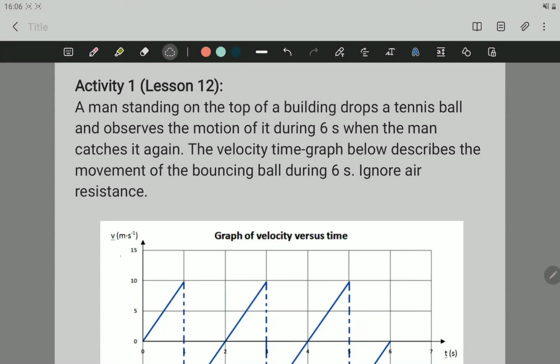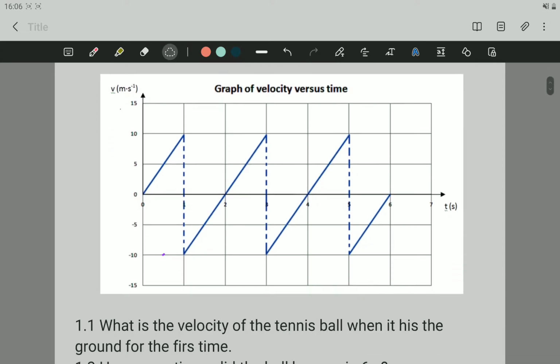Hello, grade 12. Let's do another question on vertical projectile motion. This question states, a man standing on the top of a building dropped a tennis ball and observed the motion of it during 6 seconds, when the man catches it again. The velocity-time graph below describes the movement of the bouncing ball during 6 seconds. Ignore air resistance. And this is the graph that we are working with.